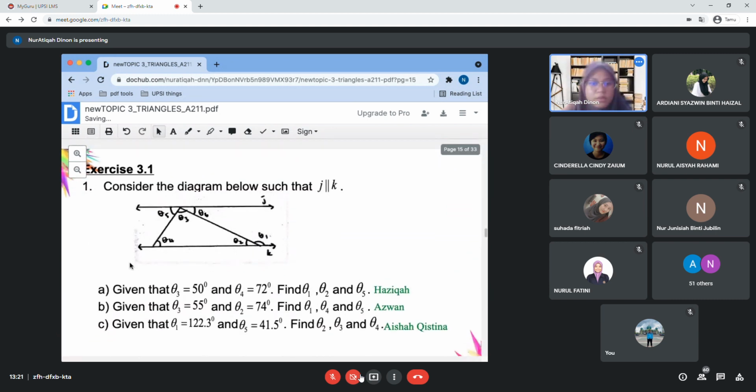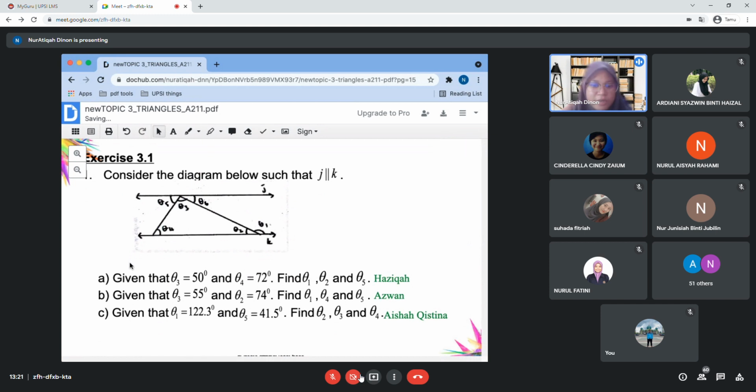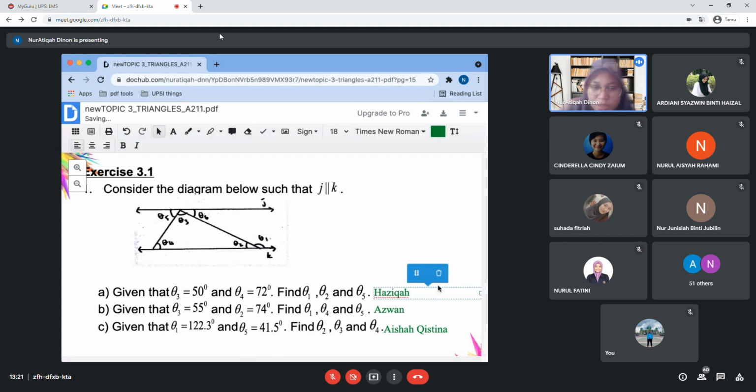Okay. Now let's go to the exercise. I dah put nama dah. Consider the diagram below such that J is parallel to K. Okay, for A, given that theta 3 is equal to 50 degrees, theta 4 equals to 70 degrees, find theta 1, theta 2, and theta 5. Okay, Hazika, can you please share your answer for theta 1, theta 2, and theta 5?